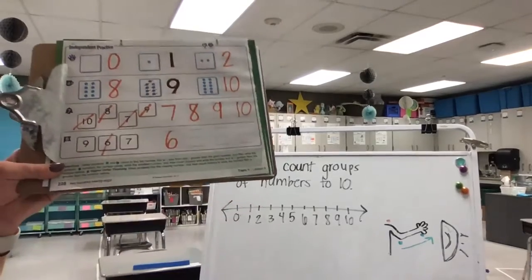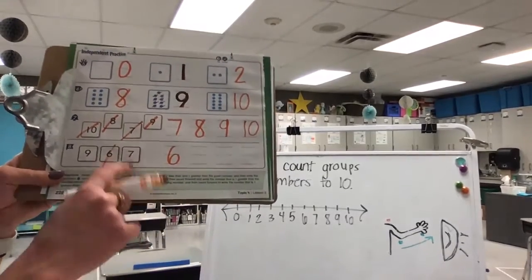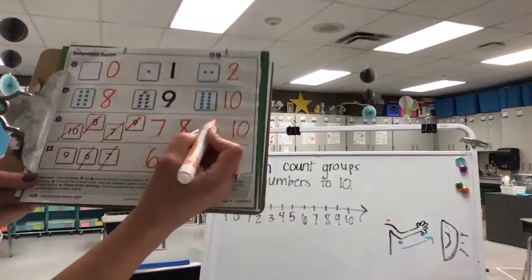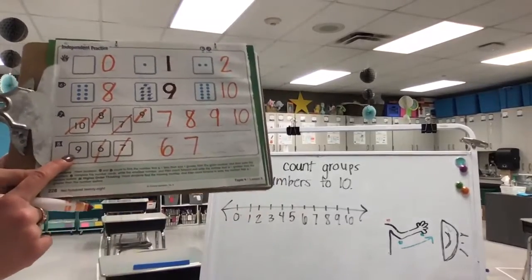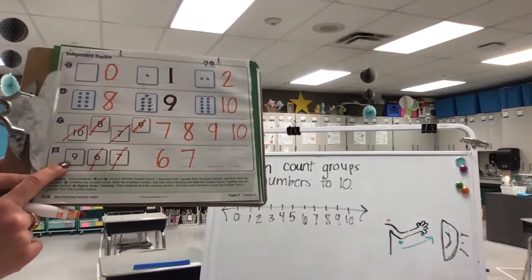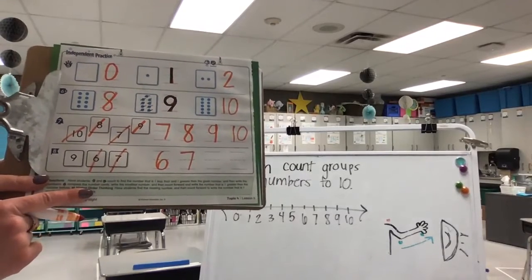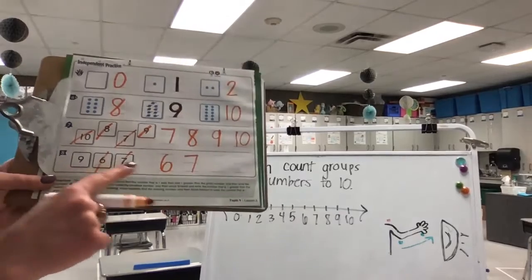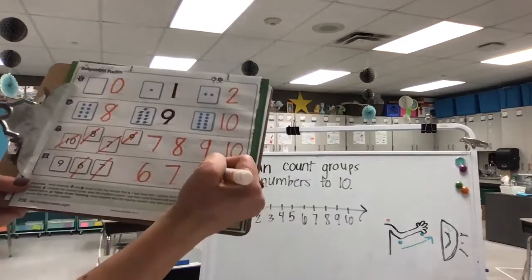Down to a loop, a 6 makes a hoop. Then after 6 comes what number? 7. Let's mark out our 7 and write it. Oh, but the next number they have here is a 9. When we count, do we say 6, 7, 9, 10? No, we say 6, 7, 8. So let's write our 8.